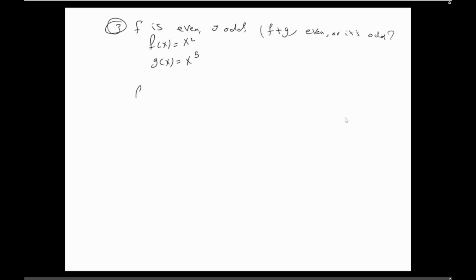So if we write f plus g of x, then we will get x squared plus x raised to power 5. And if you look at this function, it is neither odd nor even. So let's write that, neither even or odd.